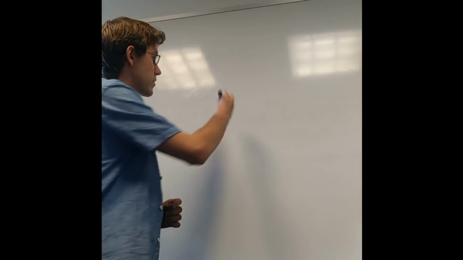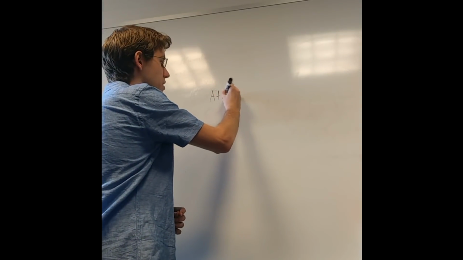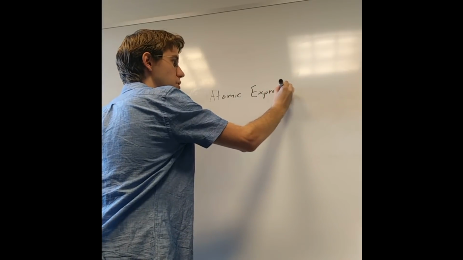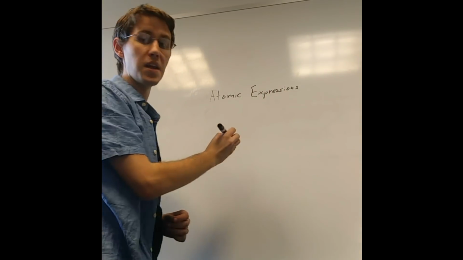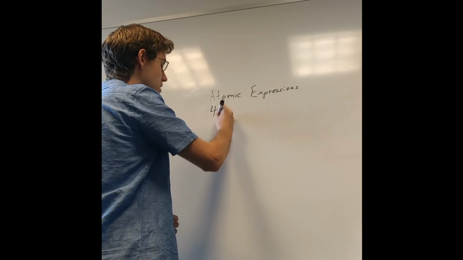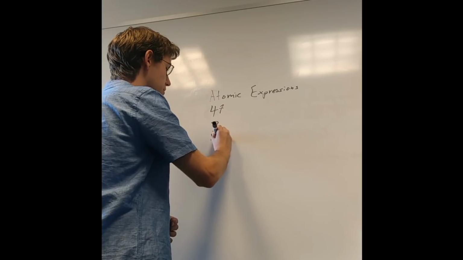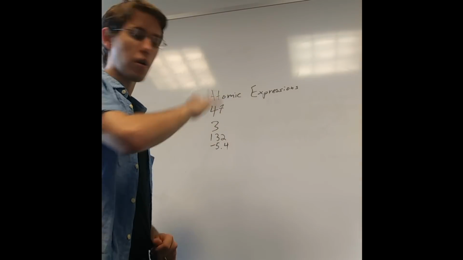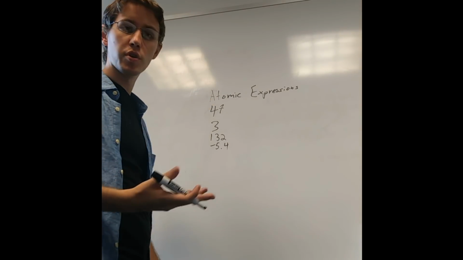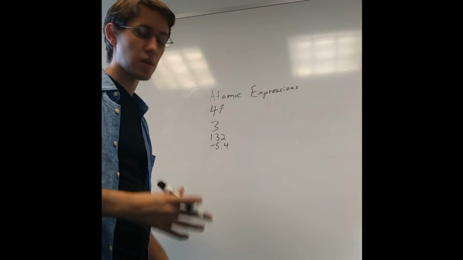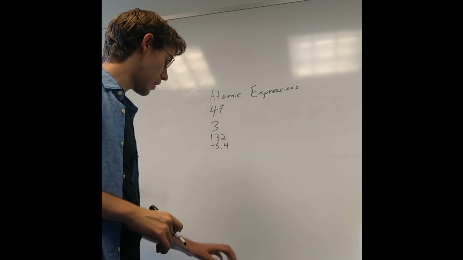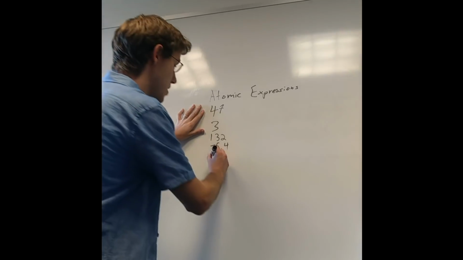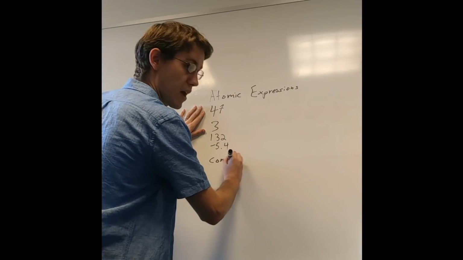First of all, I want to cover this idea of atomic expressions. Atomic expressions are things like numbers: 47, 3, 132, negative 5.4. Those are examples of atomic expressions. It also includes strings and images, not necessarily relevant for today. But when we've got atomic expressions, we can use them in compound expressions.